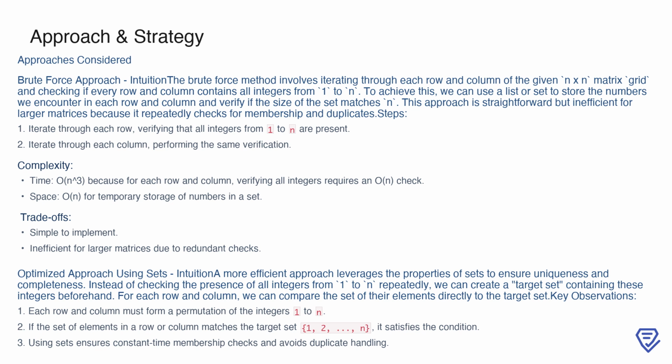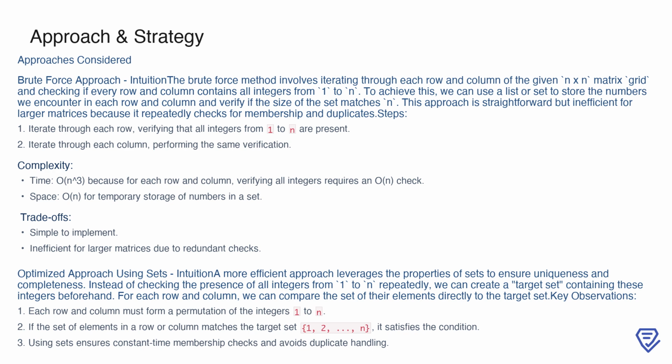However, while this method is simple and easy to understand, it becomes inefficient for larger matrices. This inefficiency arises because we perform redundant checks for every row and column, leading to a time complexity of O(n cubed). Additionally, the space requirement is O(n), due to the temporary sets used for each row and column. While it's simple to implement, this approach is not ideal for larger inputs due to its lack of scalability.